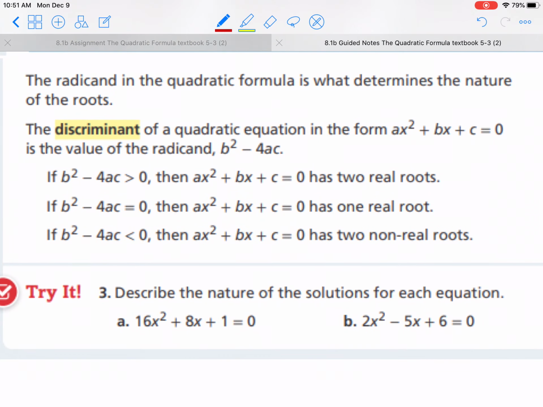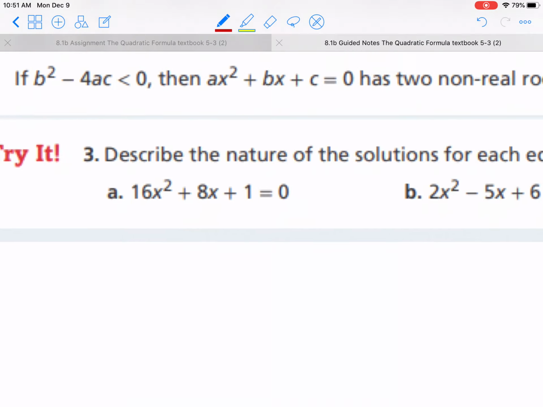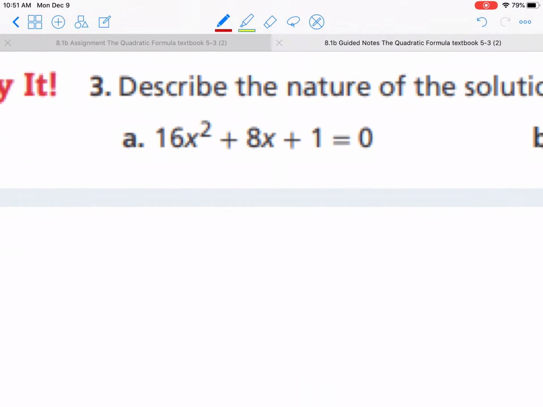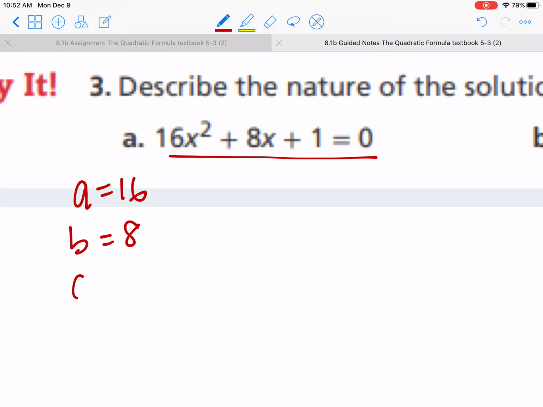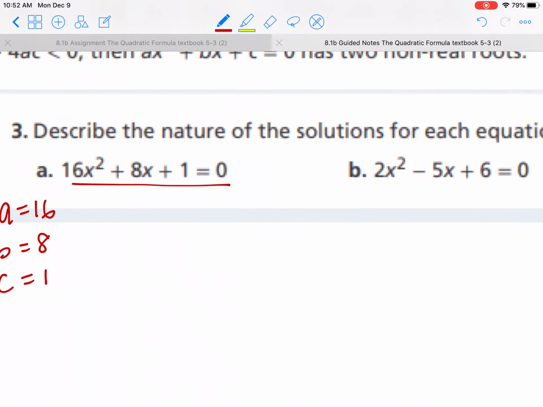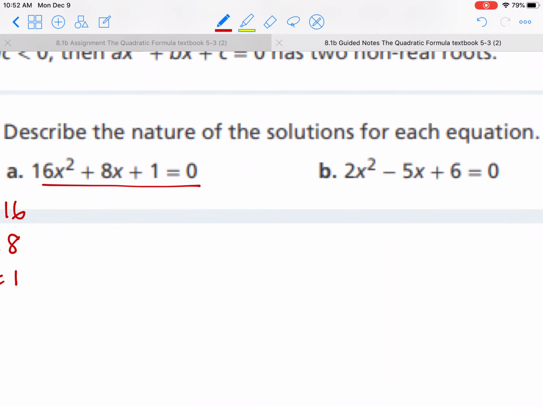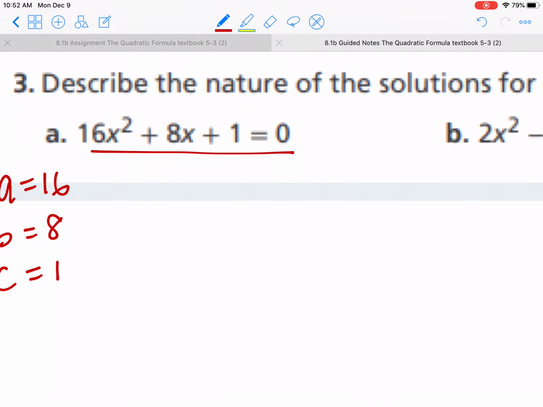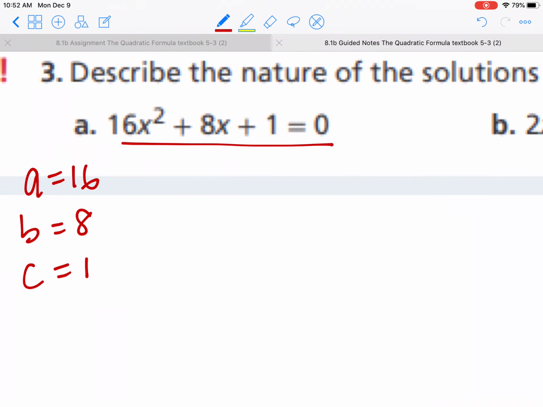So let's take a look and try one of these problems, right? Let's do this one. It's already in standard form, so I can identify A as 16, B is 8, and C is 1. Now, since it didn't say solve, it just says describe the nature of the solutions, I'm just going to use the discriminant. I'm not going to use the entire quadratic formula, just the part that says b squared minus 4ac, and that's going to lead us to how many and what type of root.